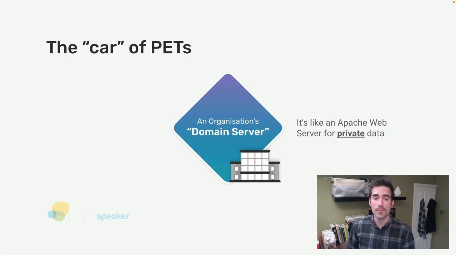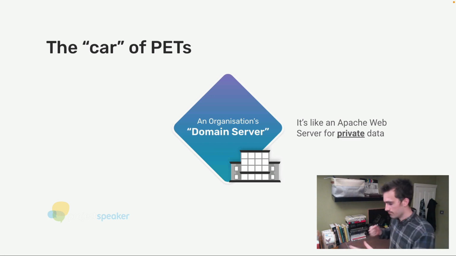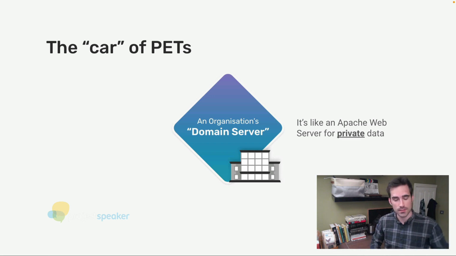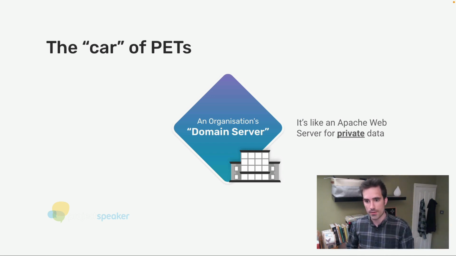I'd like to argue that the car of PETs is called a domain server. A domain server, right? And by analogy, it's like an Apache web server for private data. An Apache web server is a big collection of individual technologies for distributed computing, threading, and cryptography, where you can put some text files into it and it enables someone somewhere else to download those text files into their browser in a way that they can then be rendered. So it's sort of a file hosting server.